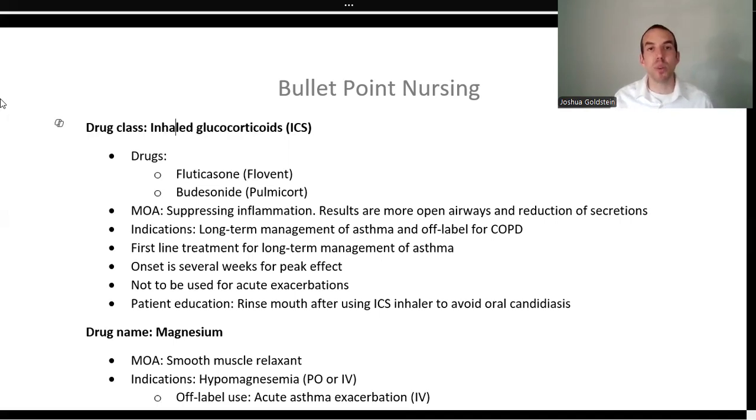This is a smooth muscle relaxant. So we said that in the case of asthma, the bronchi constrict, they get really tight. This relaxes them, so that causes the dilation. This is given IV for acute asthma exacerbation.